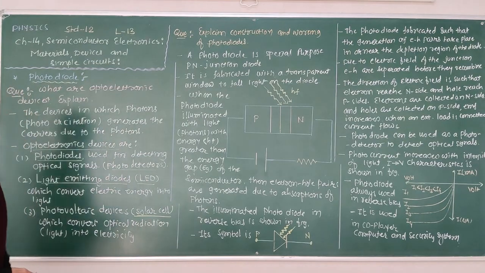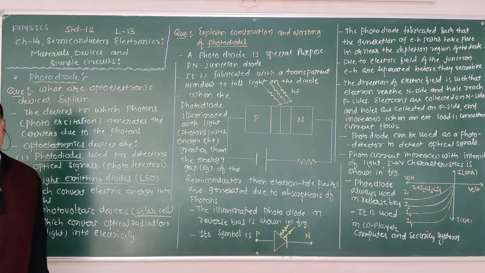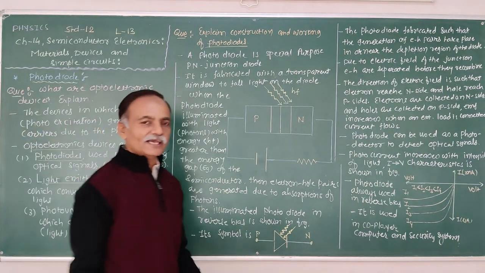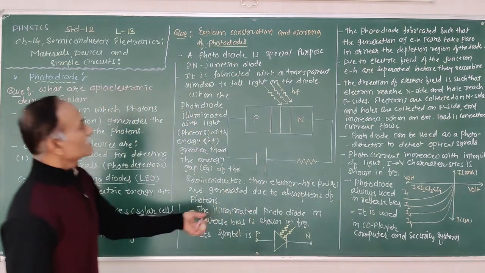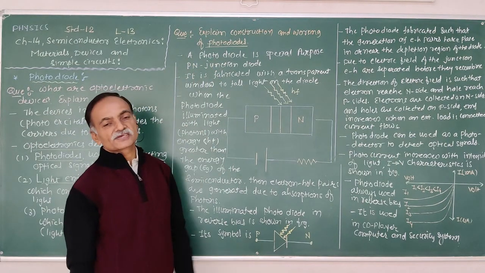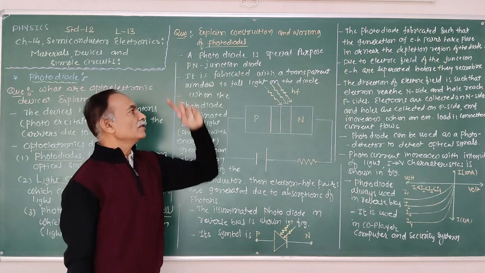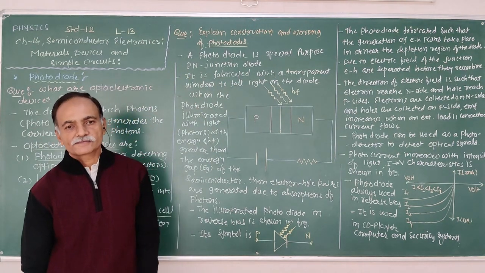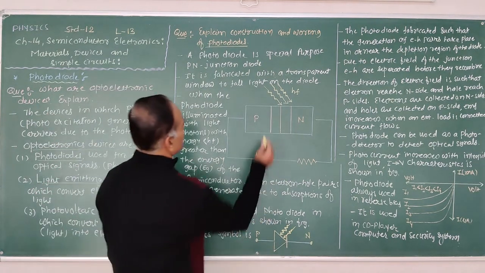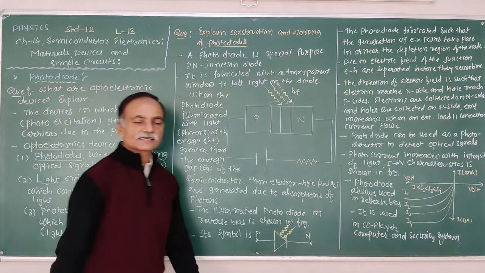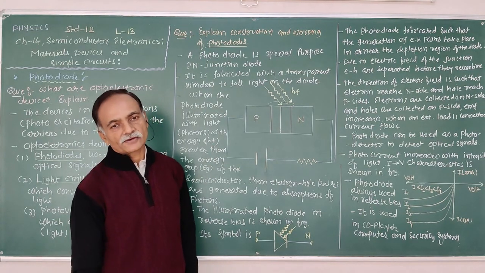Now we are going to discuss the photodiodes. What is the construction and working of photodiodes? Right. A photodiode is also a PN junction diode, but for a special purpose. The photodiode is a special purpose PN junction diode. It is fabricated with a transparent window to let the light fall on the junction of the diode. This PN junction diode is fabricated in such a way that a transparent window is given, so as a result, the light is incident on the junction of the PN junction diode.